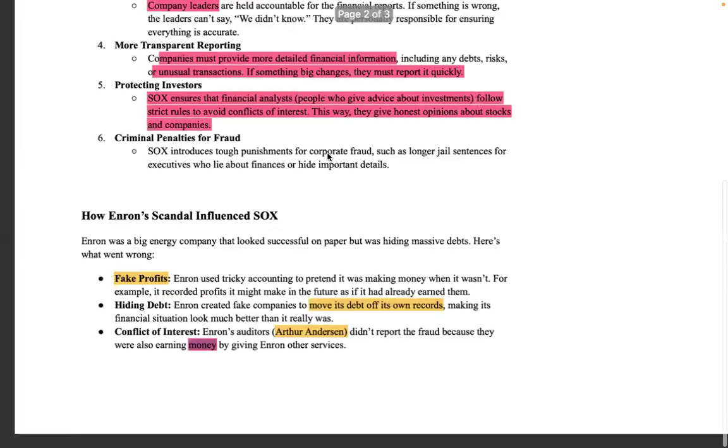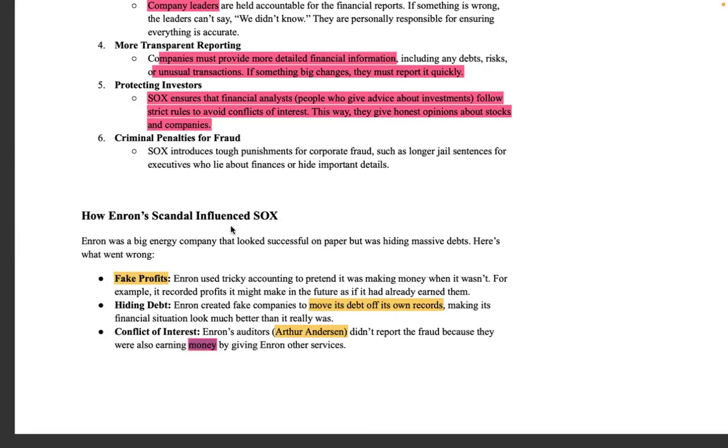So I have some notes on the Enron case. So fake profits. Enron used tricky accounting to pretend it was making money when it wasn't. For example, it reported profits it might make in the future as if it had already earned them. That's one thing they were doing wrong. Another thing that they were doing wrong was hiding debt.